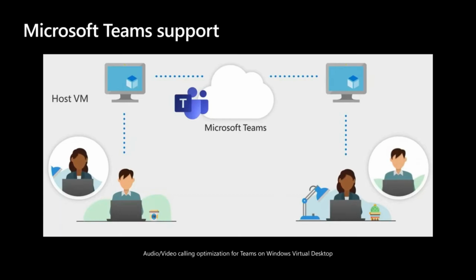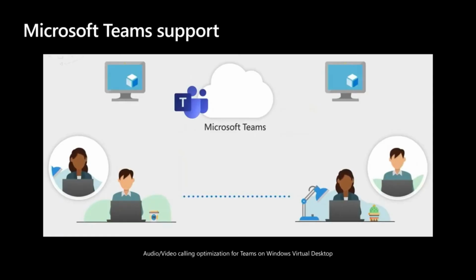Today, if you made a Teams call on WVD, it would go from your machine to your VM. This is audio and video data, and then over to the other user's VM and down to the user. Clearly, there are a lot of unoptimized paths that can be optimized. What's the best path? Peer-to-peer. And that's exactly what we're doing with Teams on WVD.